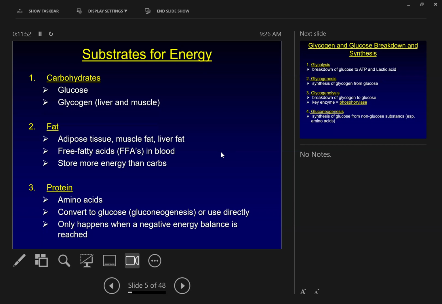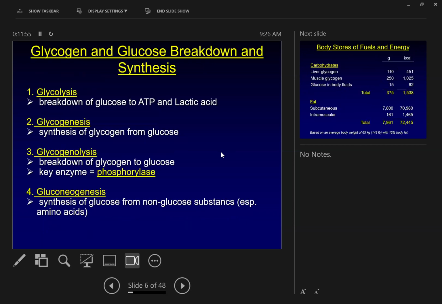Okay. Let's talk about a bunch of words that start with G and sound the same, and try to make sense of all of this alphabet soup. Okay. So these are all going to have something to do with carbohydrates. Okay. Because they start with gly, right? We have glycolysis, which is a metabolic pathway that technically is the breakdown of glucose to ATP and lactic acid. Okay. Oh, if only it was that simple. Okay. That's glycolysis.